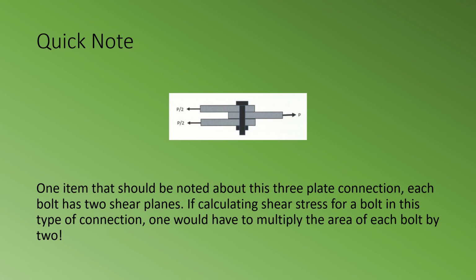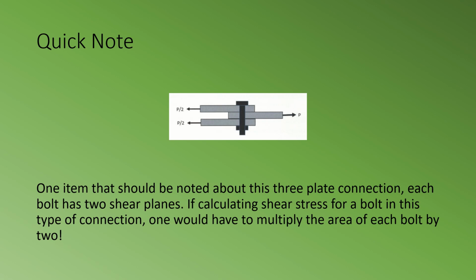As a quick note, in the previous example, a connection was shown where two plates were joined together. This is commonly referred to as a lap joint. This three-plate connection is sometimes referred to as a butt joint, and it is assumed the plates resist 1/2 the load carried by the middle plate. One item that should be noted about this three-plate connection is that each plate has two shear planes. If calculating shear stress for a bolt in this type of connection, one would have to multiply the area of each bolt by 2.